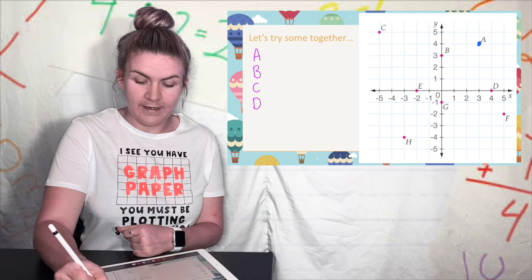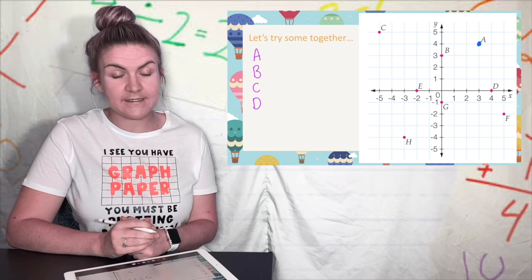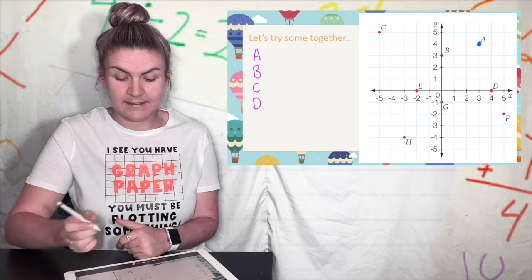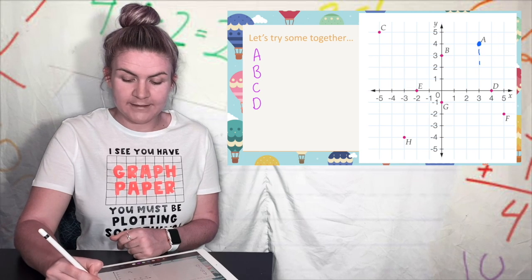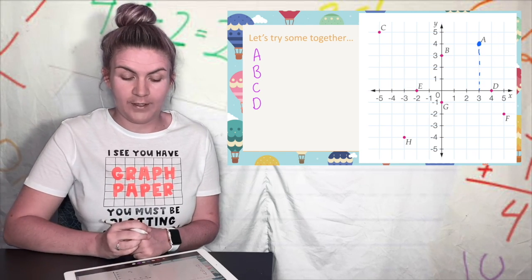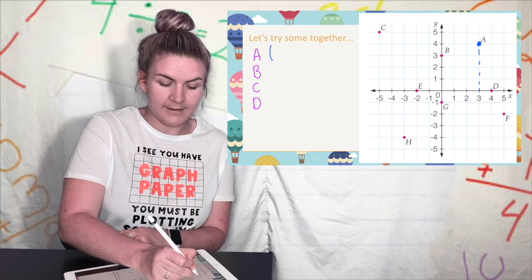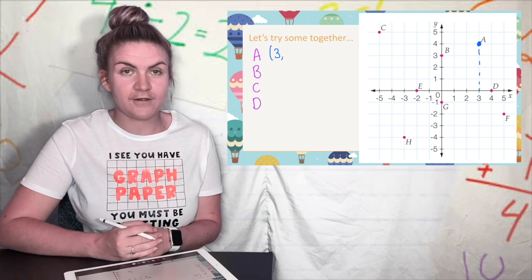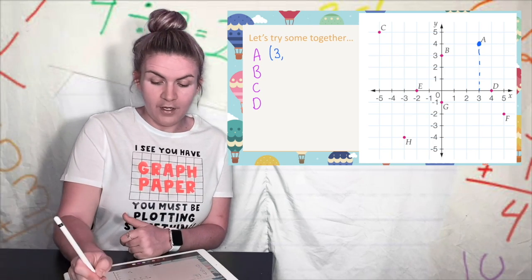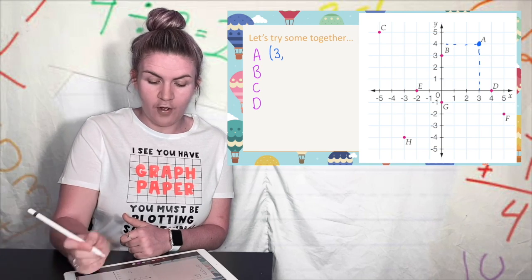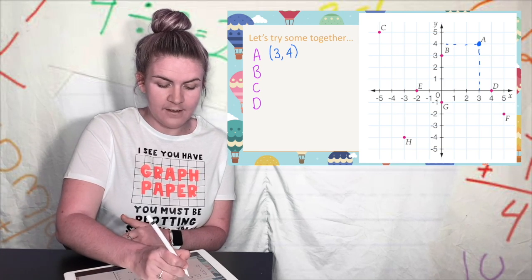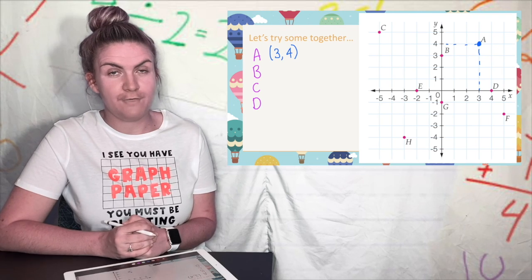It is over here. So first I need to see where it is on the x-axis. If I trace my little line down, I can see it's on the 3rd point in the x-axis. My x always comes first, so it's going to be 3 first. Then I need a comma. Going along, it is then on the 4 on the y-axis. So that is the coordinate 3, 4.